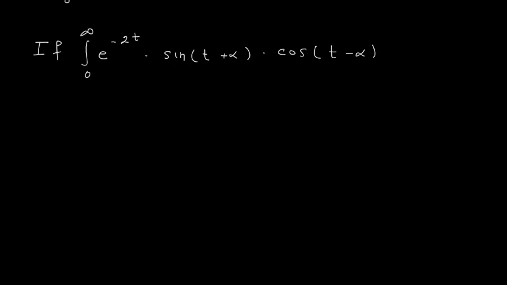Now let us take one last problem. We have, if 0 to infinity e power minus 2t into sine of t plus alpha into cos of t minus alpha dt is equal to 3 upon 8, then find alpha.